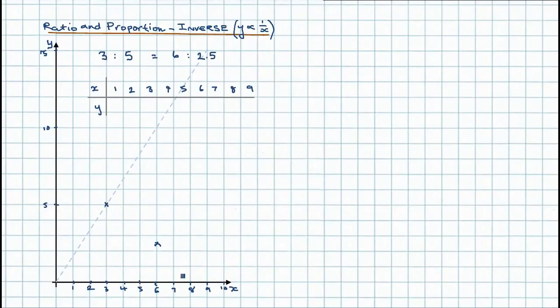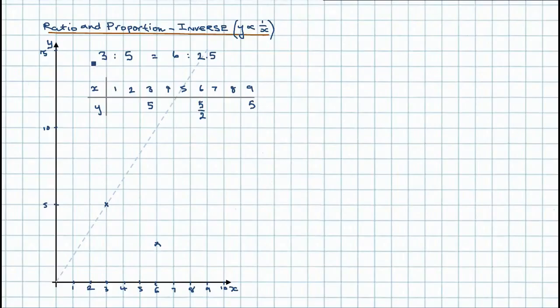Right, now we've got values for 3 and 6 already plotted. So when x is 3, y is 5. When x is 6, y is 2.5. So I'm going to write that 5 over 2. Okay. Now, what about when x is 9 then? So when x is 9, what would that be?